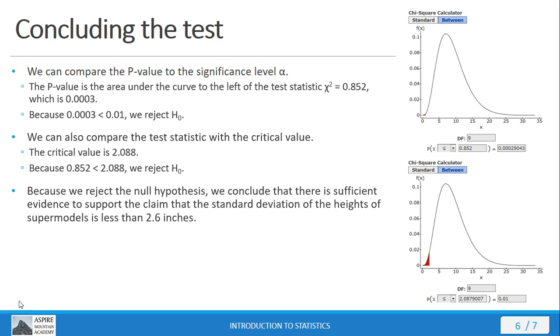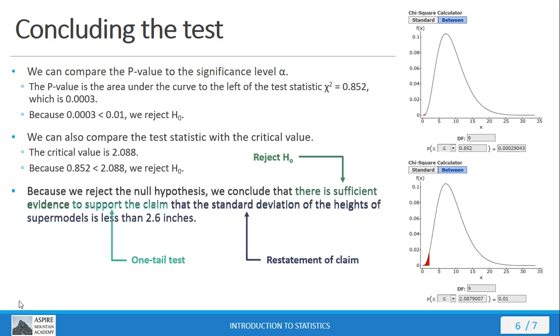So because we reject the null hypothesis, we're going to conclude there is sufficient evidence to support the claim that the standard deviation of the heights of supermodels is less than 2.6 inches. Notice where each part of this statement comes from. So there's sufficient evidence because we rejected the null hypothesis. We support the claim because it's a one-tailed test. The rest of the statement is just a rehash of the claim itself.